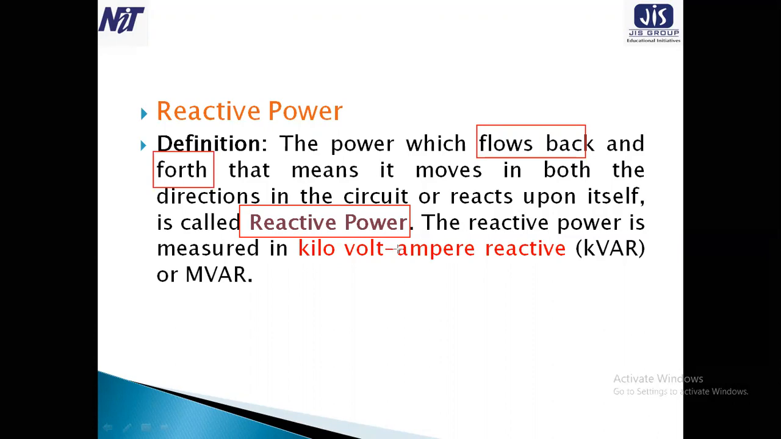So you need to remember it like this: the power which flows back and forth, that means it moves in both the directions in the electrical circuit or reacts upon itself, is called reactive power. Reactive power is measured in kilovolt ampere reactive, kVAR, or megavolt ampere reactive, MVAR. This way we can define reactive power, and this is the unit of reactive power.